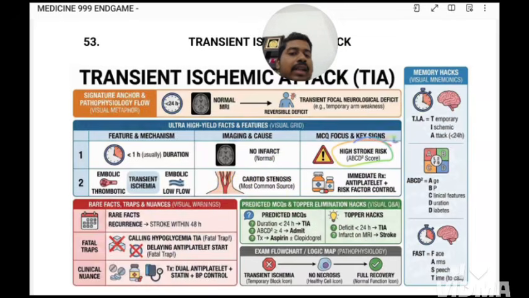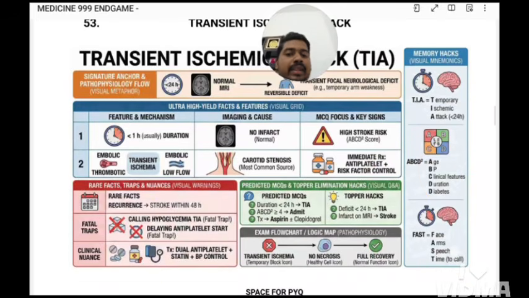Now, how do you calculate high stroke risk? That is using the ABCD2 score. What is ABCD? A is for age, B is for BP, that is hypertension or not, C is for clinical features, D is for duration, and the other D is for diabetes. So this is ABCD2 scoring. You should know the full form at least. Immediate treatment is antiplatelet therapy, and then you control risk factors. Recurrence is if a stroke occurs within 48 hours. A repeat TIA within 48 hours has a very high propensity towards going to thrombotic stroke.